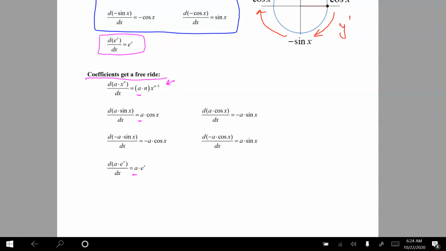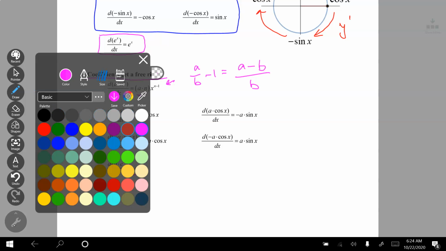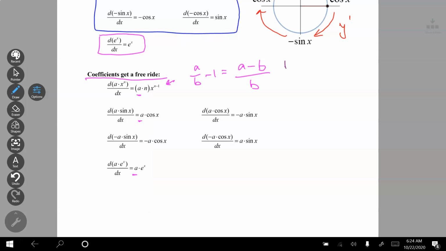Remember when we subtract 1? So if I have a fraction, if my exponent is a fraction a over b and I want to subtract 1, it's always top number minus bottom number over bottom number. Okay, and we've talked about this many times.